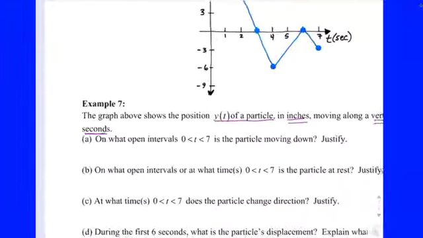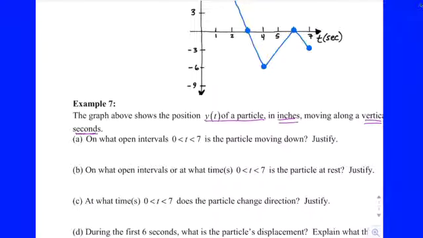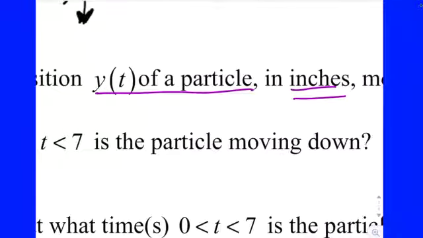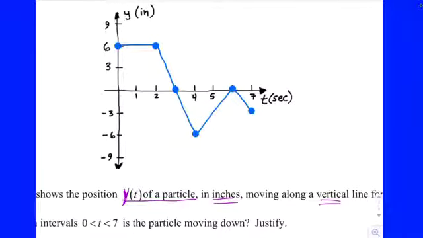So again, we're on unit alert. We have inches and seconds now instead of feet per second. We're moving on a vertical line now, so notice the position is not x of t, but y of t. So positive velocities are going to be up, negative velocities are down. And the other noticeable difference about this one is, instead of an equation for position, we're given a graph.